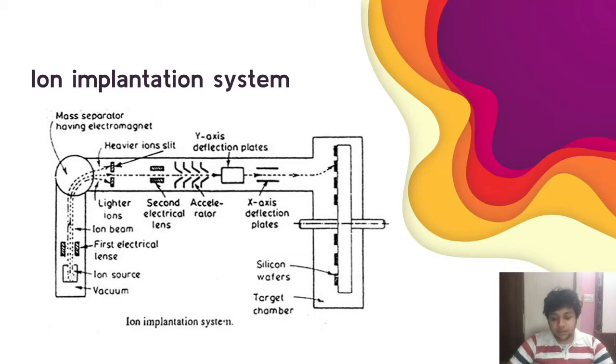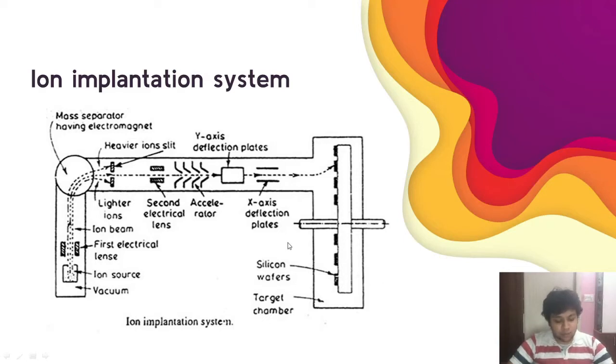The second electrical lens focuses this resolved beam and then it passes through the accelerator. As you can see, this is the second electrical lens, and the ions coming out of this mass separator are passed through this second electrical lens, which then diverts the beam into the accelerator. The accelerator brings the ions to the required energy before they strike on the target and become implanted in the exposed area of the silicon wafers. That is, the accelerator which is present here will accelerate the ions to the higher energy, which pass through the second electrical lens before being sent into the target chamber.